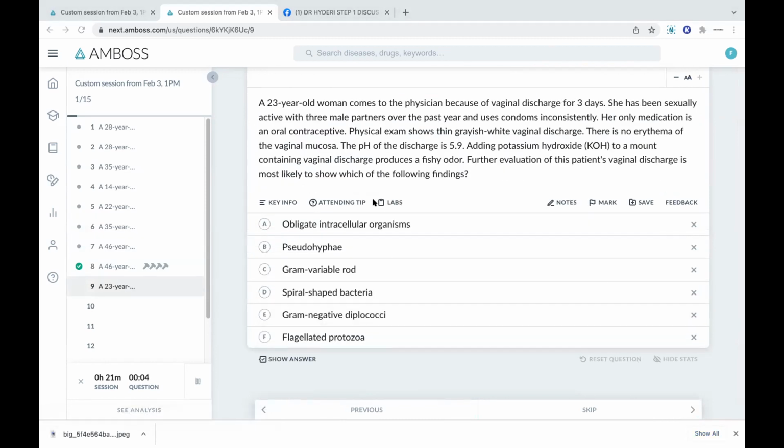Okay. Number 9. Further evaluation of this patient's vaginal discharge is most likely due to which of the following findings? 23-year-old woman comes to the physician because of vaginal discharge. She has been active. There's no erythema. pH is high. Adding potassium hydroxide produces a fishy odor. This is which one? Bacterial vaginosis or Trichomonas vaginalis, or is it a yeast infection? This is Gardnerella vaginalis. Gardnerella vaginalis is a gram variable rod.